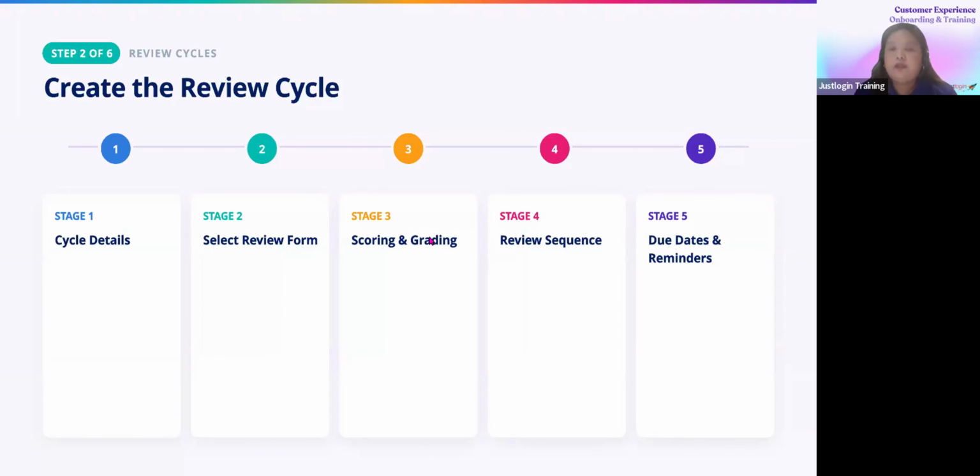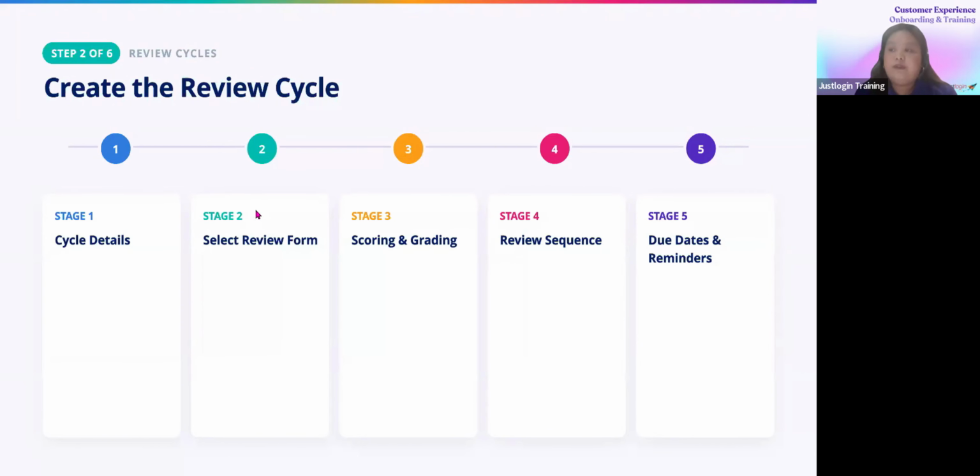The grading will also help us to generate reports later. Stage four would be the review sequence. So we have different reviewers, which I'll discuss on the next slide. Each reviewer will be assigned into a sequence.